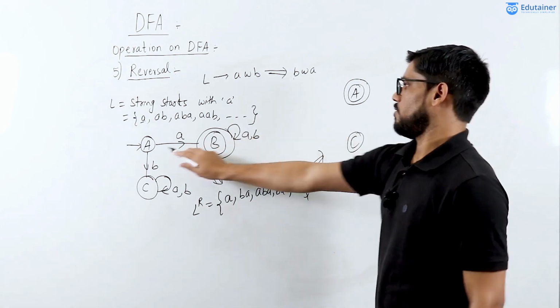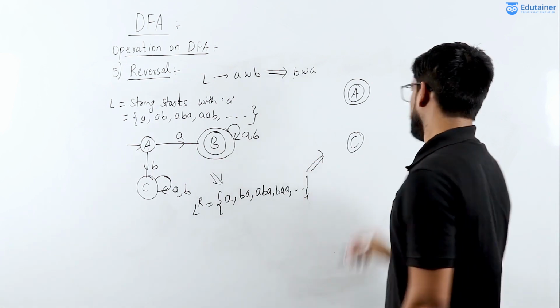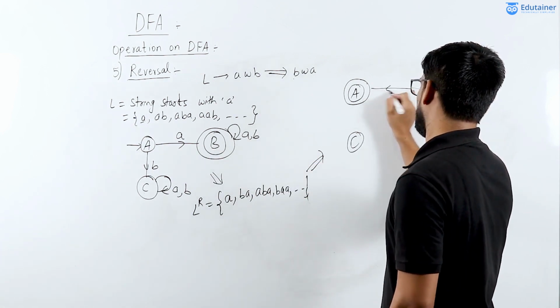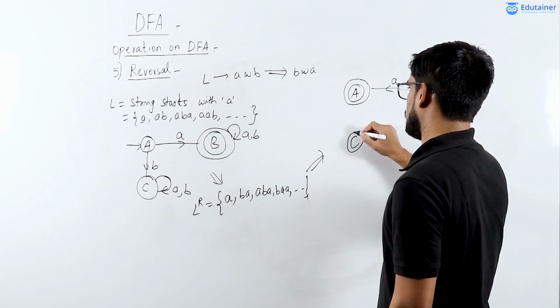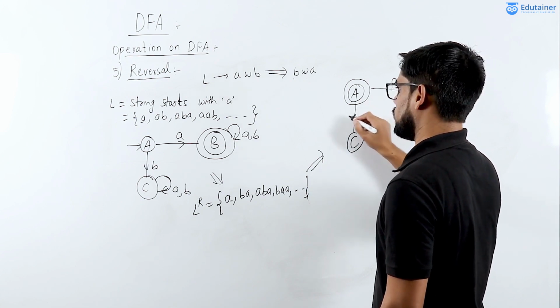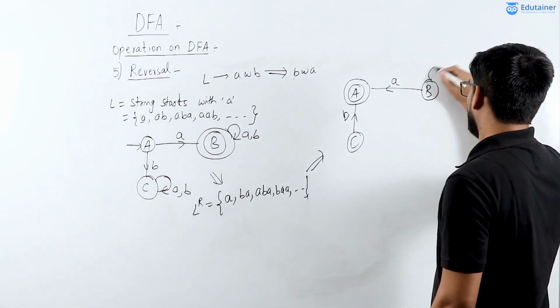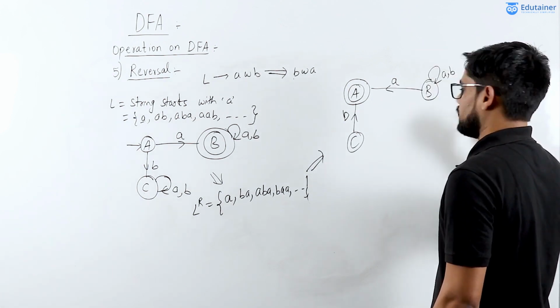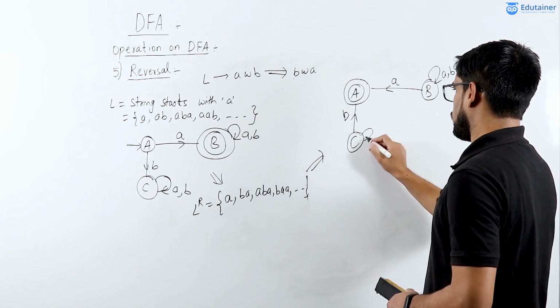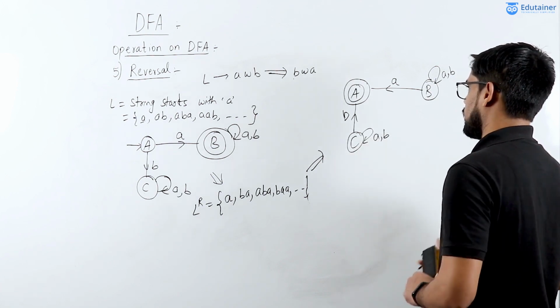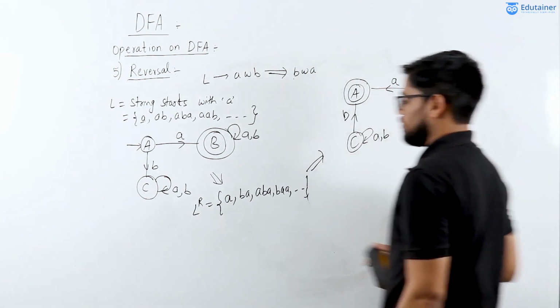Change the direction. Here the direction is from A to B. I will change the direction from B to A, and here also change the direction from C to A. So it is B, and the loops will remain as it is. Okay, here also loops will remain as it is. So this is the final transition diagram.